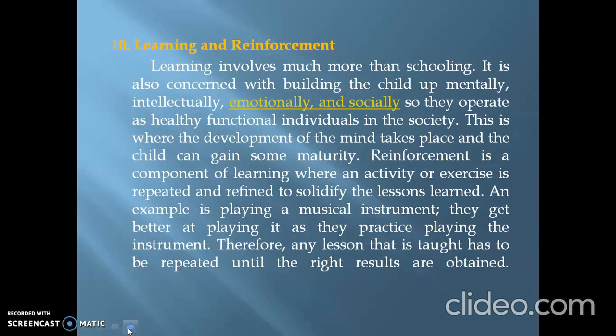Learning and reinforcement. Learning involves much more than schooling. It's also concerned with building the child up mentally, intellectually, emotionally, and socially. So, they operate as healthy functioning individuals in the society. This is where the development of the mind takes place and the child can gain some maturity.